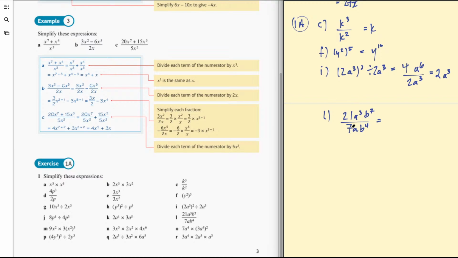So this one, 21 divided by 7 is 3. A cubed divided by a is a squared. B to the power 7 over b to the power 4 is b cubed.